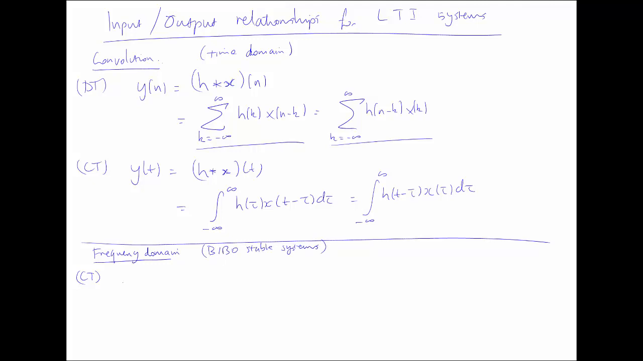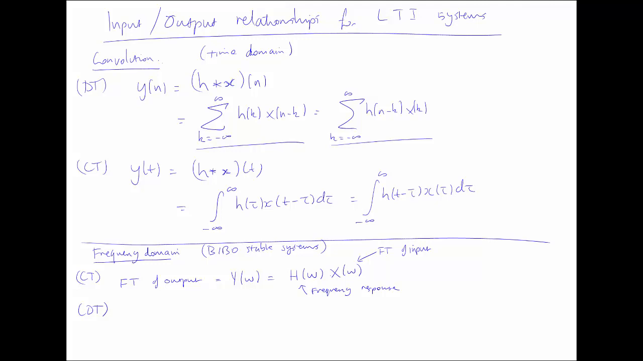Okay, so we have that the Fourier transform of the output is equal to the frequency response times the input. And that same formula holds in discrete time. It's just that instead of the continuous time Fourier transform, you use the discrete time Fourier transform. Okay?